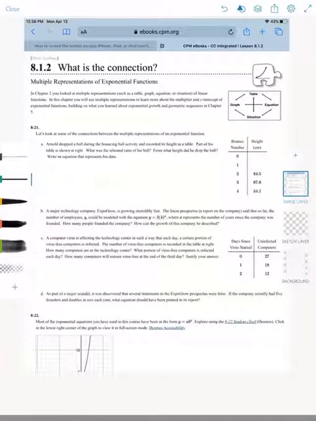I'm just going to show you a little bit of a review of what you learned yesterday for exponential functions, and I'll show how that applies to what you're going to be working on today.